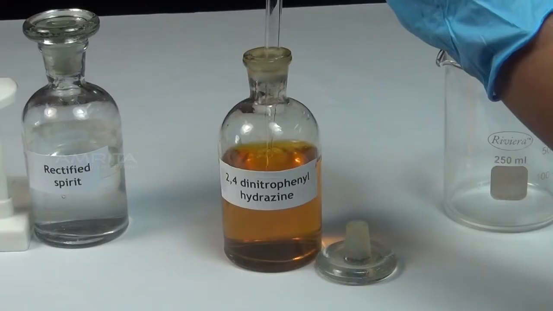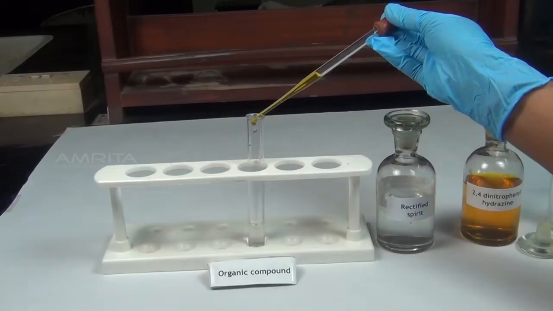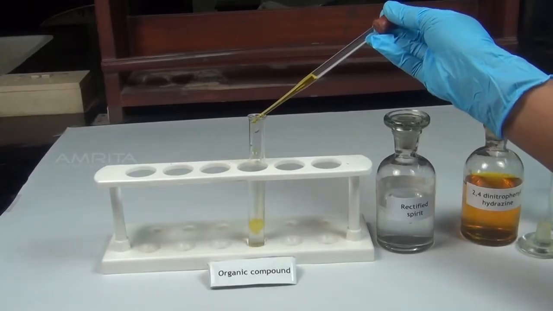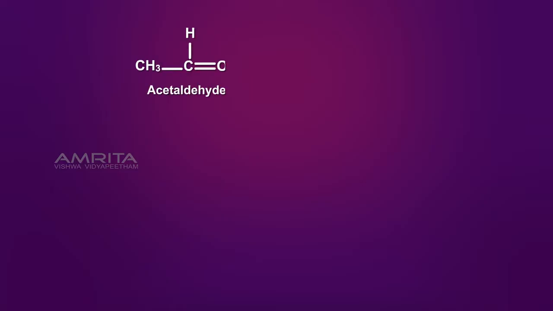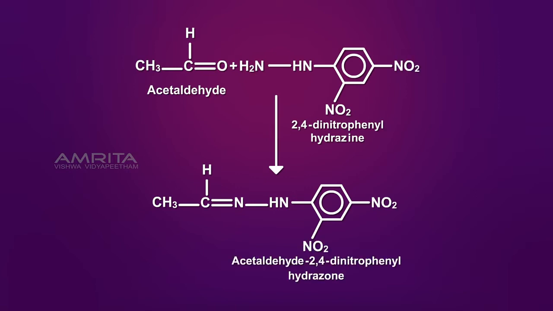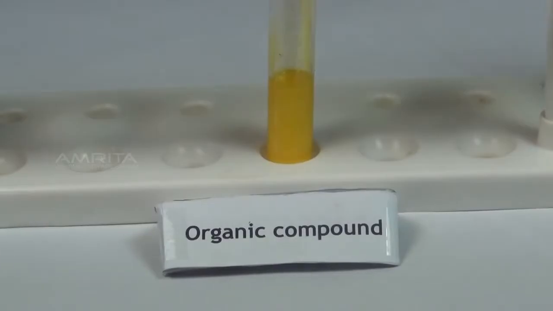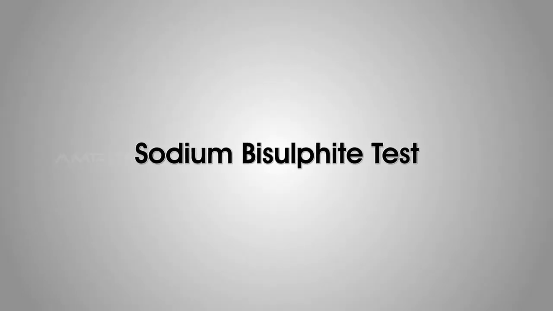Using another dropper, add a small quantity of 2,4-dinitrophenylhydrazine solution into the test tube. 2,4-dinitrophenylhydrazine reacts with the carbonyl group present in the aldehyde to form a yellow or orange precipitate of 2,4-dinitrophenylhydrazone.